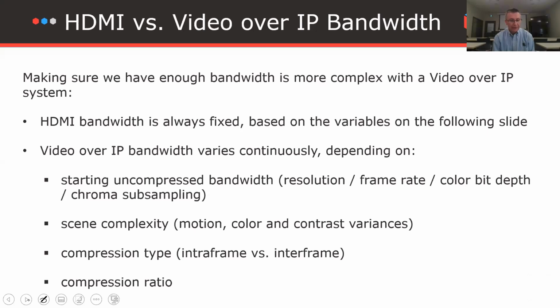The biggest one is probably our starting bandwidth. If we start with, let's say, 480p from YouTube versus starting with 4K 30 from a Blu-ray player, it's a huge difference in the amount of starting bandwidth we have. So obviously it affects how much compression and how much bandwidth we're going to use. Scene complexity makes a big difference. Do we have a static slide like I have right now on PowerPoint, or do we have a lot of motion? Is this a video where we have a lot of motion and a lot of color and contrast variances? Compression type we talked about, and we also talked about compression ratio. So all of those things factor into bandwidth.